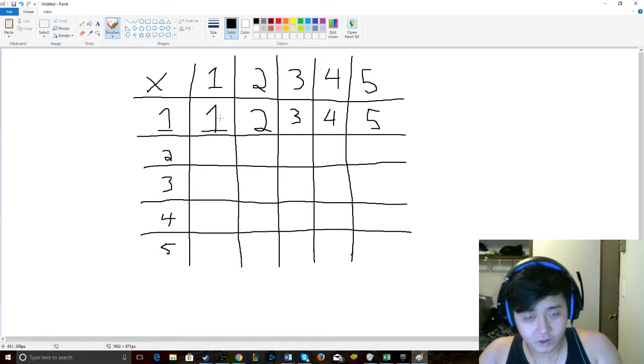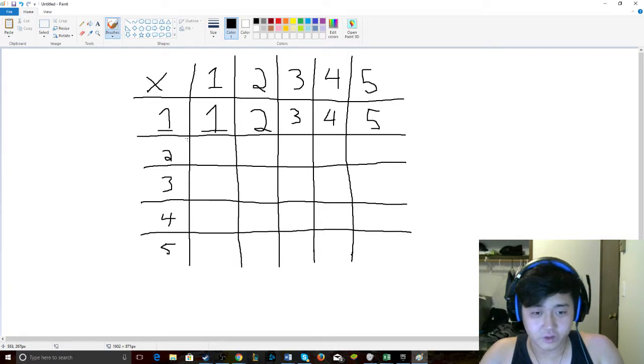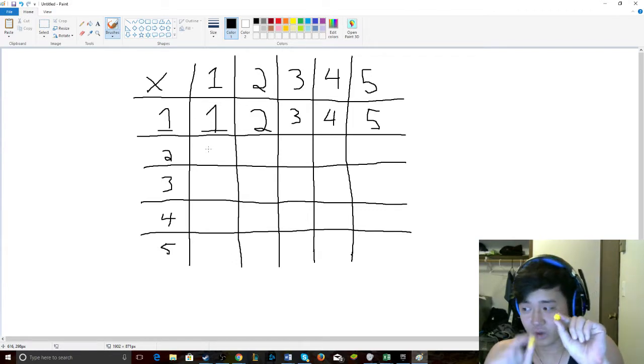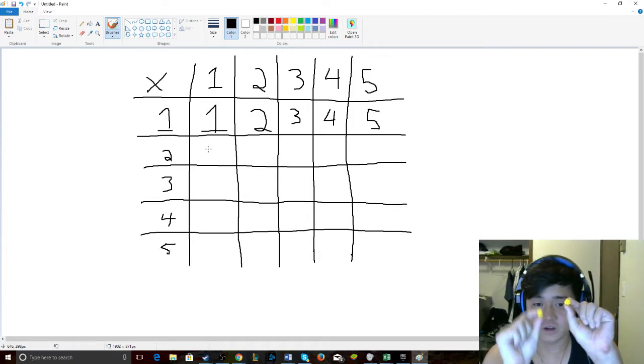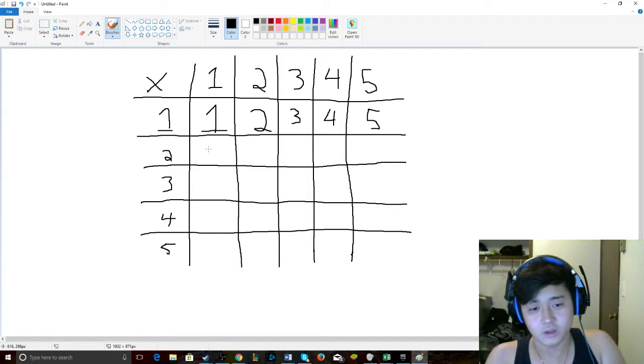So 1 times 1 is 1. 1 times 2 is 2. 1 times 3 is 3. 1 times 4 is 4. And 1 times 5 is 5. Now we're going to be doing 2's. And our first question is going to be 2 times 1. So when we have 2 times 1, it's the same that we have 2 blocks of 1, or 2 groups of 1. It's by groups, really. And 2 groups of 1 would be 2.